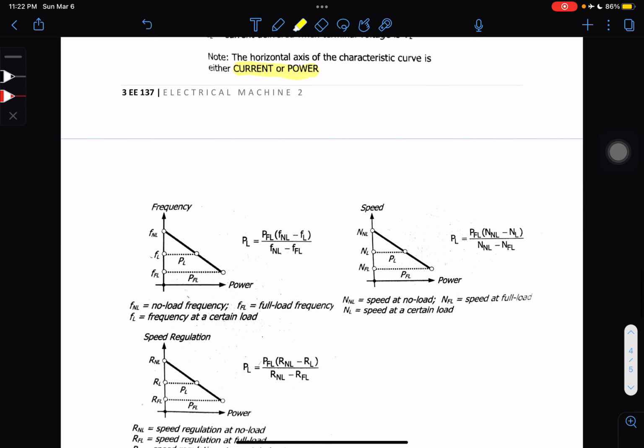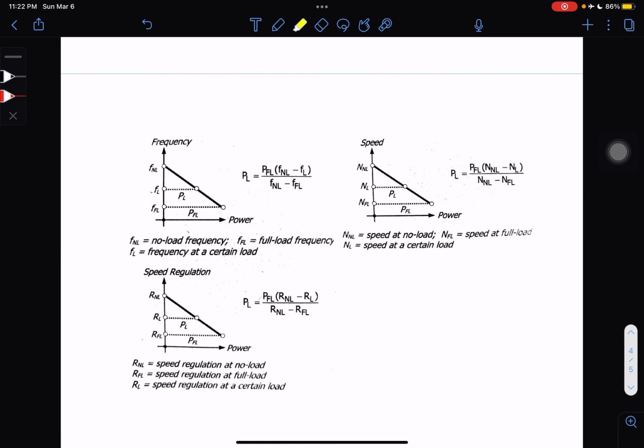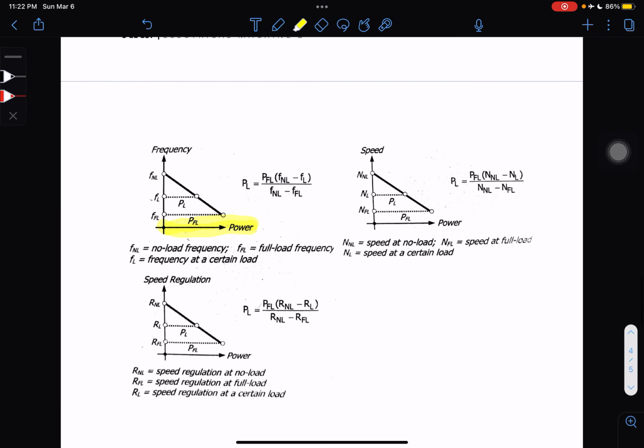So naapod ta for frequency. So una, di ba, voltage. So for our frequency, so sa atong frequency, power ang atuang horizontal axis. So we have here PL is equal to PFL multiply to FNL minus FL over FNL minus FFL. So FNL is the no load frequency. So same ra sa voltage but frequency lang atuang gigamit. So FL is frequency at certain load and FFL is full load frequency.